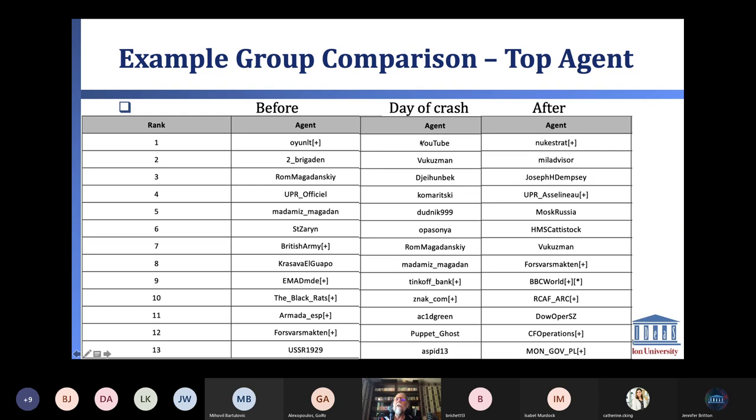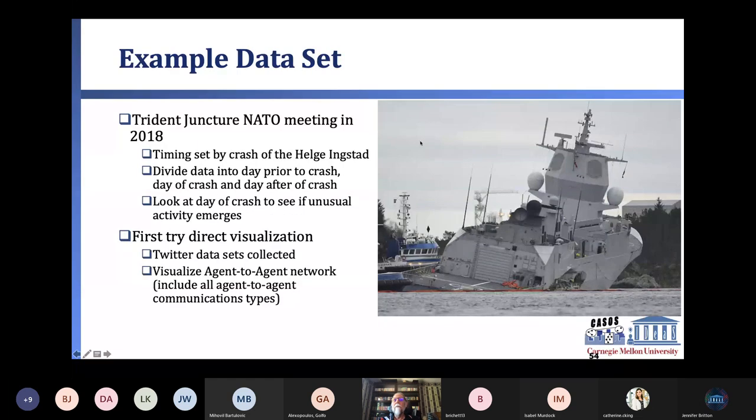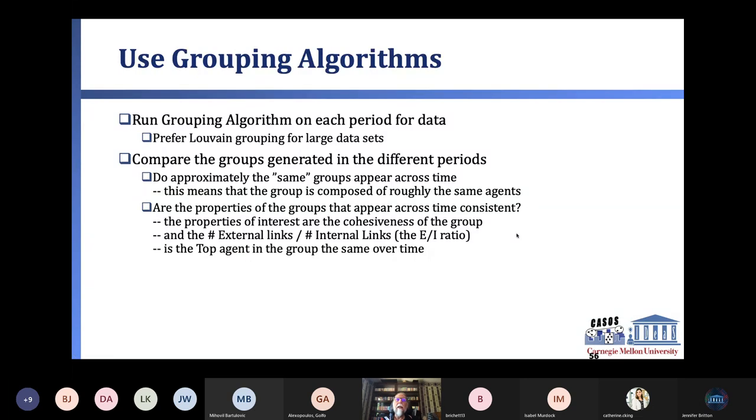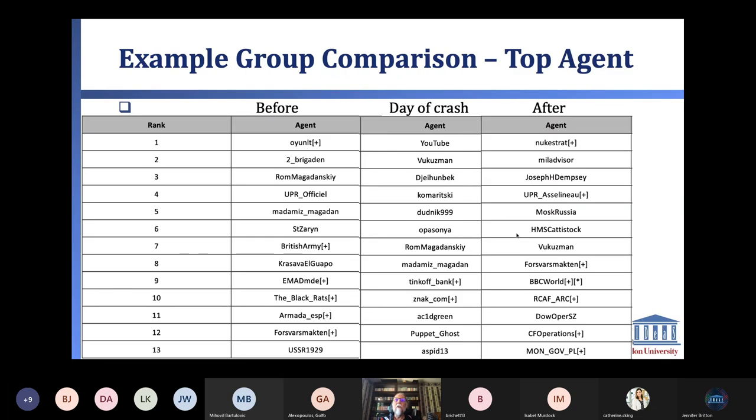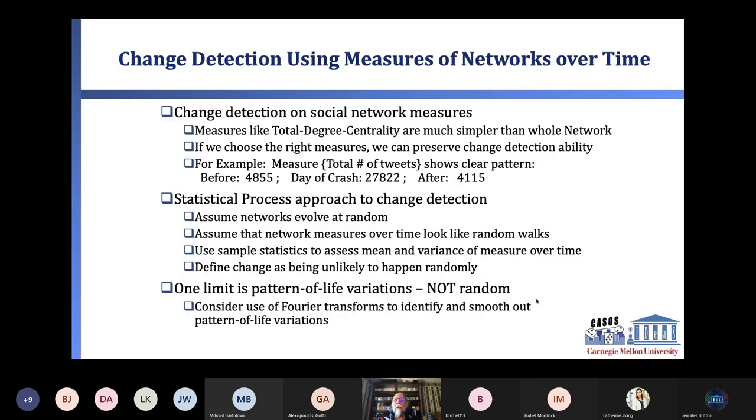Interestingly, YouTube was the key agent on the day of the crash. That's because of these pictures of the ship, there was a whole video on YouTube. So everyone was pointing at the YouTube video of the ship. And so that's the idea. We can look at the external to internal link count. But what I would point out to you here is when I just look at the period of a day, there are a few links between these two. A few of the people show up in both, but to first order, it's kind of like random. I wouldn't be able to say that before and after were any different than before and day of crash. And so this is the problem with the group comparison, is it's actually really hard to compare groups.